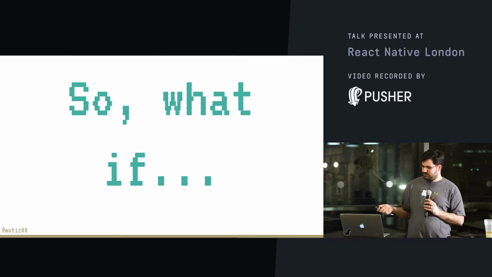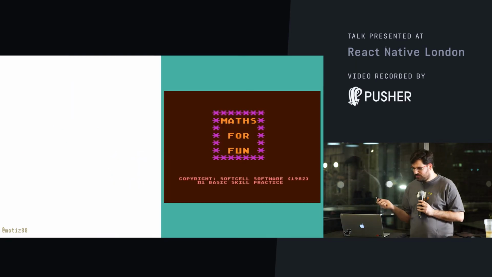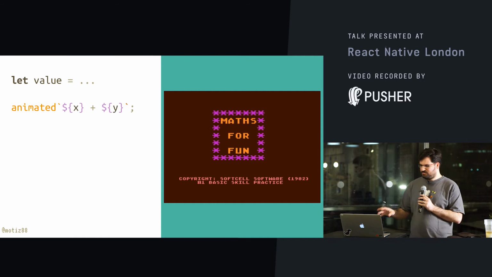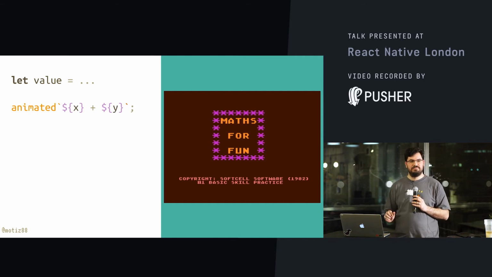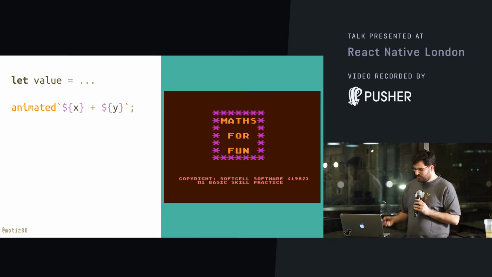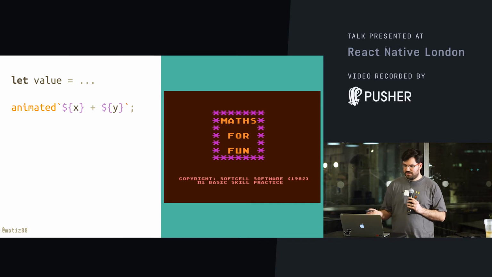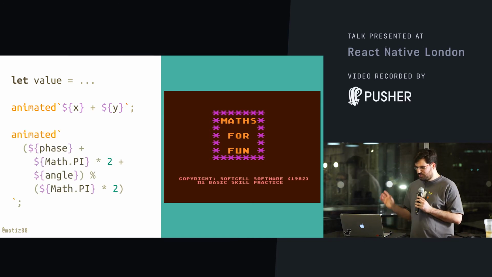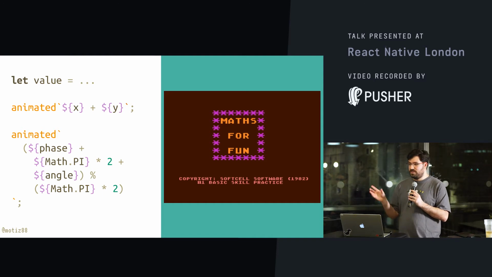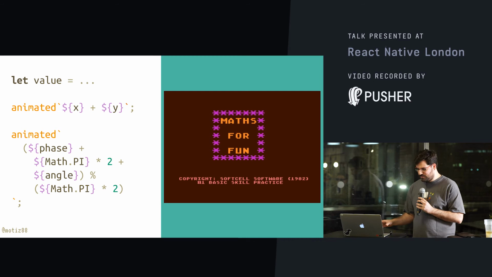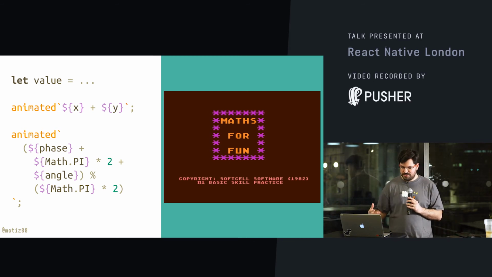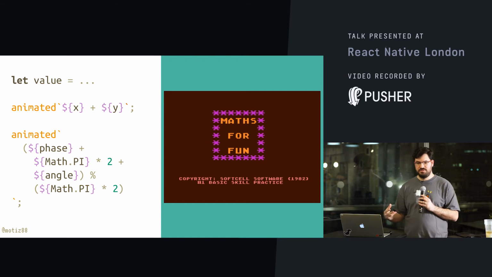So what if, instead of what we just saw, we could just say value equals x plus y. Something that looks a lot like just x plus y. What if instead of that second complicated expression, we could just directly write it with mathematical operators that we know from JavaScript? This, in my eyes, is much easier to read, much easier to look after all the time.